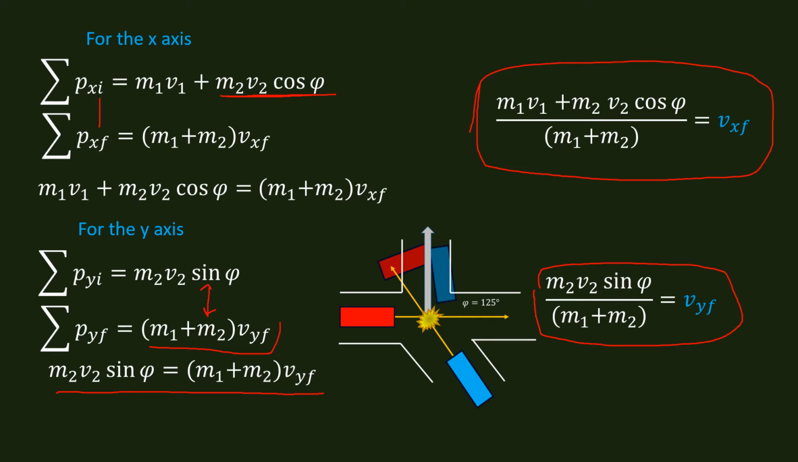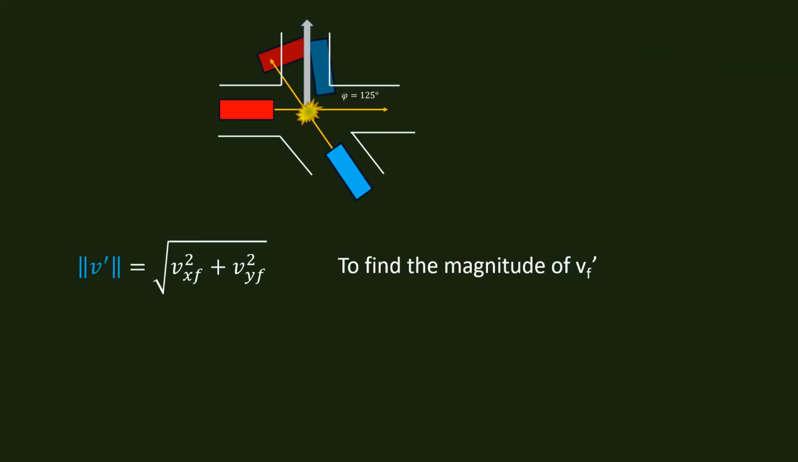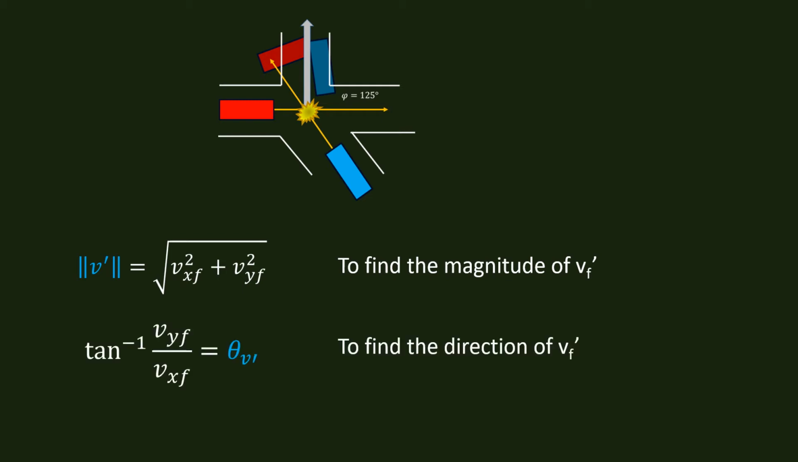So now we can find V prime. V prime is found by taking the sum of the squares of the two component vectors to find the magnitude, and to find the direction of Vf, we'll use the inverse tangent.